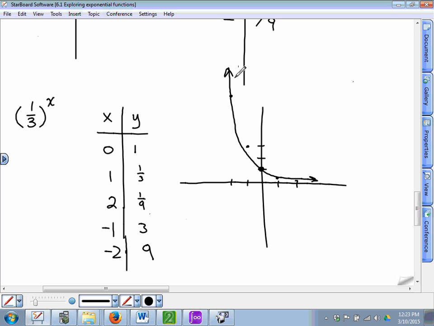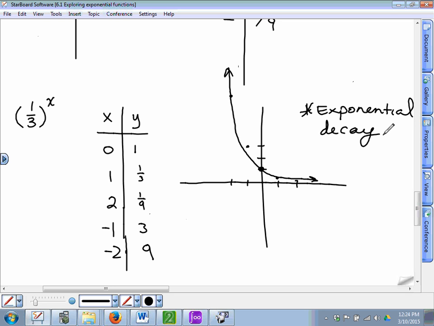You ready? You listening? It's not just knowing whether it's exponential. Was this exponential? Yeah. Sure. But there's 2 different types. This one here is called exponential decay.